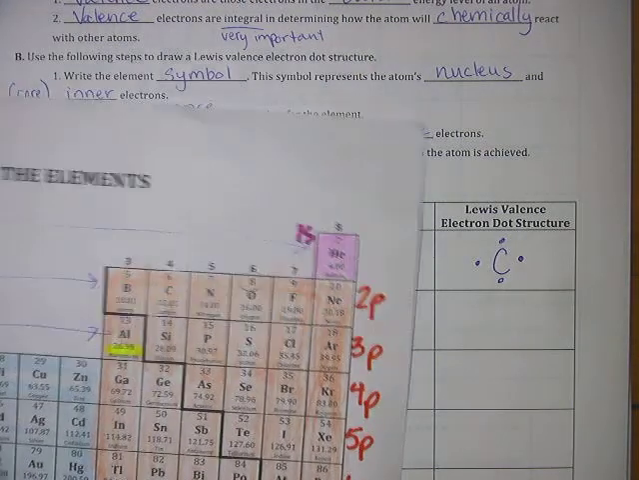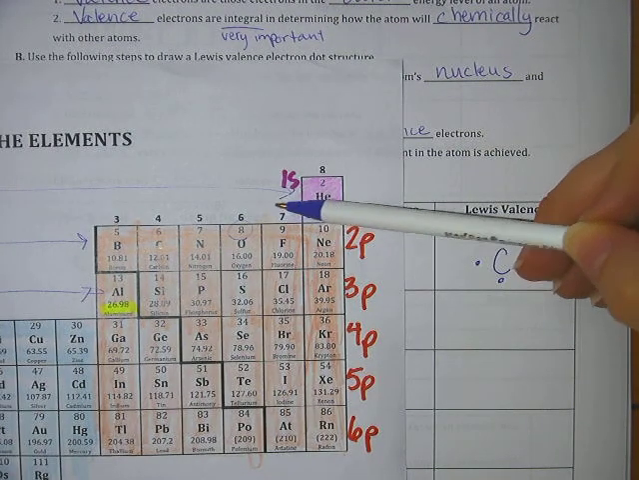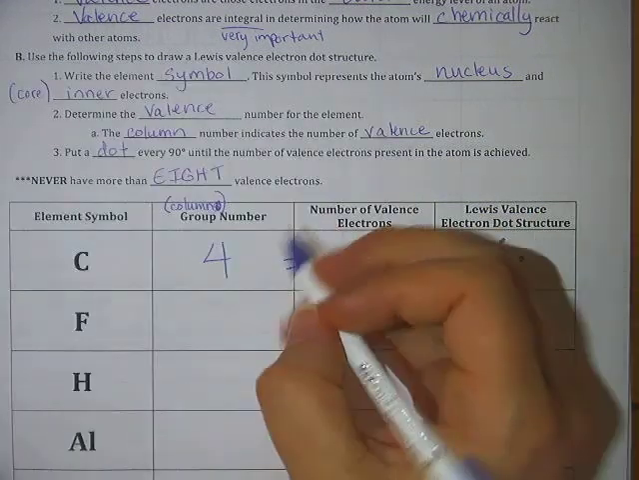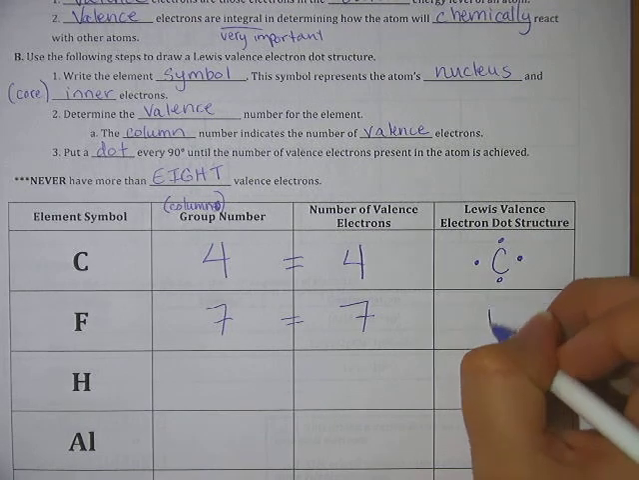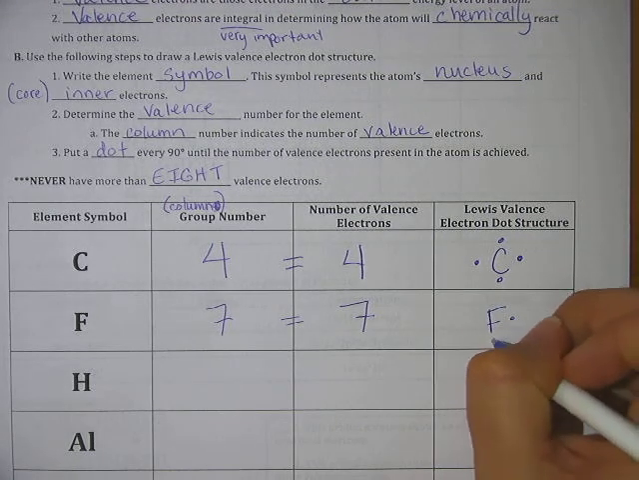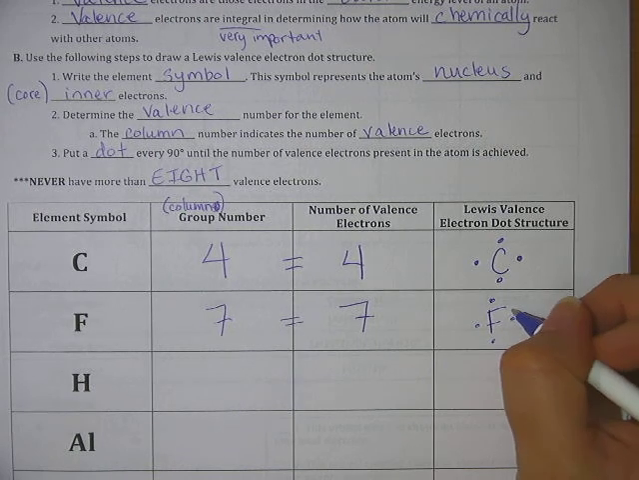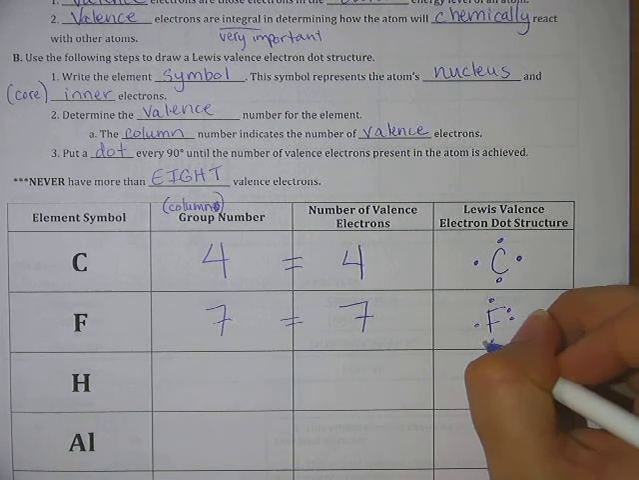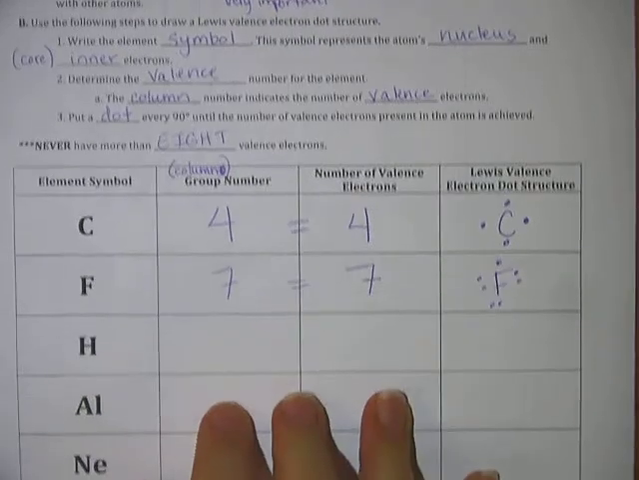Okay, for fluorine. Its group number is 7 up here. That means its valence number is 7. So what you do is you put a dot every 90 degrees, 1, 2, 3, 4. Then you have to go back around and pair them up. So 5, 6, 7. Not so bad.